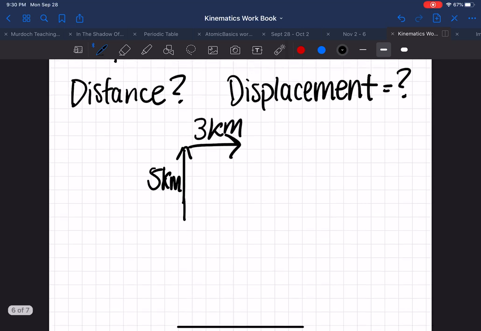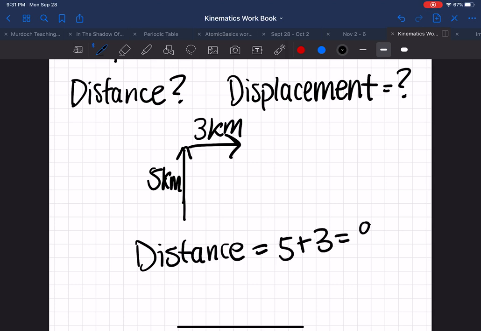Okay? So the distance is just the total amount that he's actually traveled, or the amount of ground that he covered. So 5 plus 3 equals 8 km.